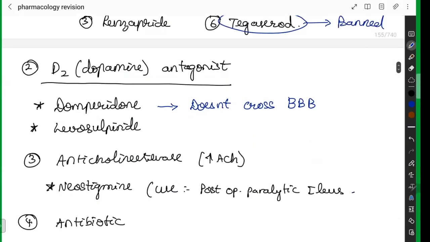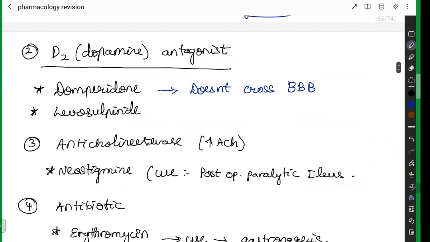Now coming to the second drug which is used as a prokinetic drug, that is again your D2 antagonist. Now you already know the D2 antagonist we used in vomiting. Can you tell me what is the D2 antagonist we used in vomiting? Can you tell, Aishwarya? We had 2 drugs, but we are using only one drug, the other we are not using. Can you tell the drug name? Domperidone. Okay, so this domperidone is also used as a prokinetic drug.